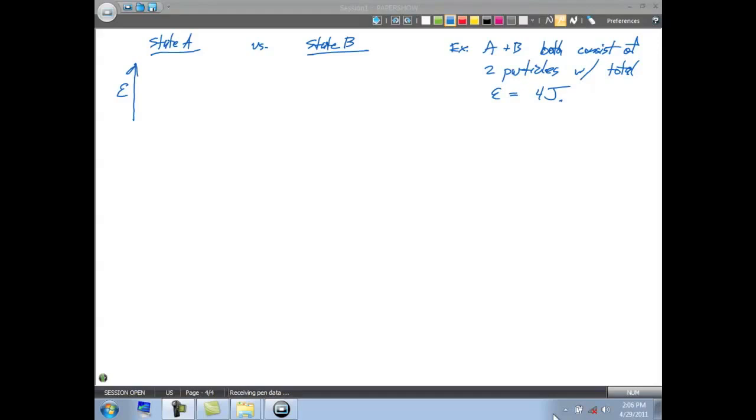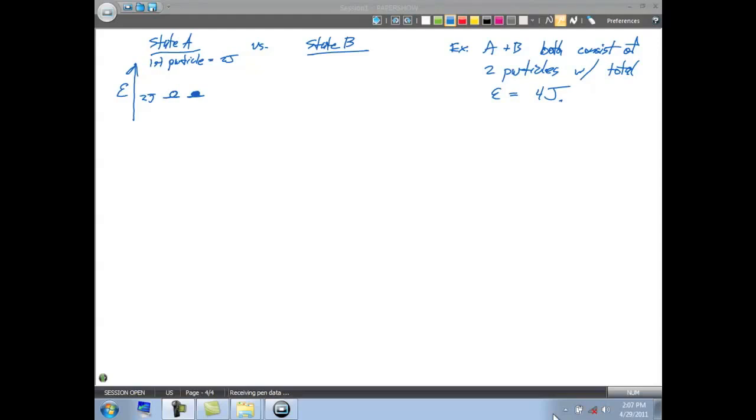We can put different limitations on each of these states. State A, we're going to make the first particle equal to 2 joules of energy. If our overall system has an energy of 4 joules and particle 1 is at 2 joules of energy, what does particle 2's energy have to be? It also has to be 2 joules. And there's only one way that we can represent these two particles if one of them has to be 2 joules of energy.